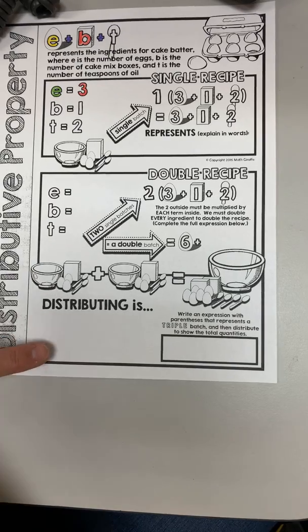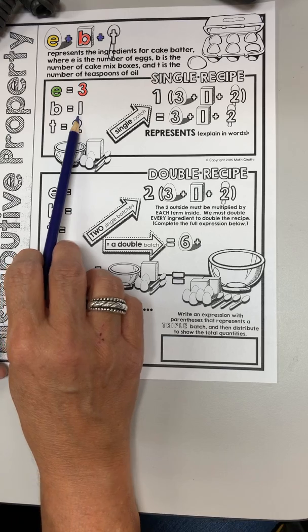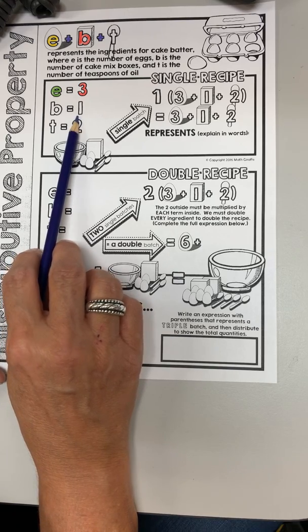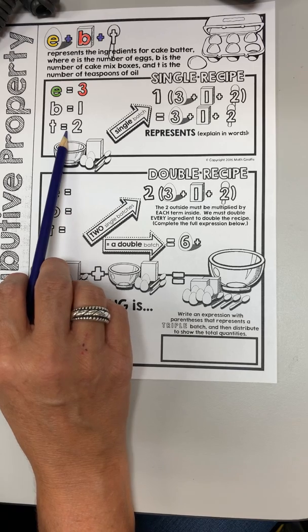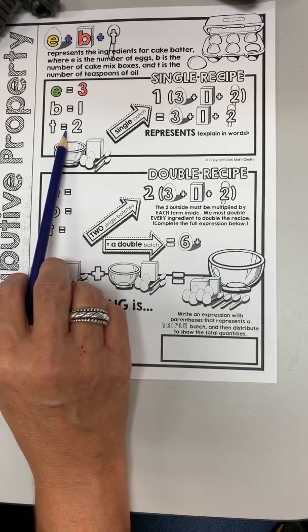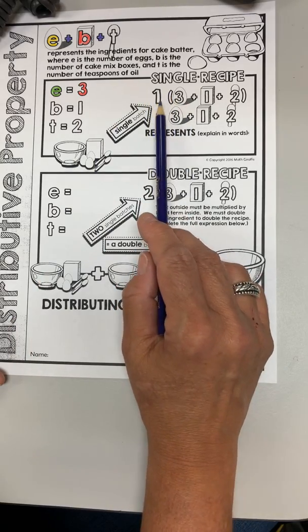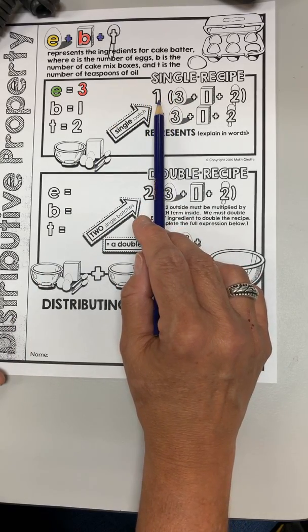Then it calls for 1 box of the cake mix and 2 teaspoons of the oil for the one recipe, right? So do you see this 1 that's out in front of the parentheses?